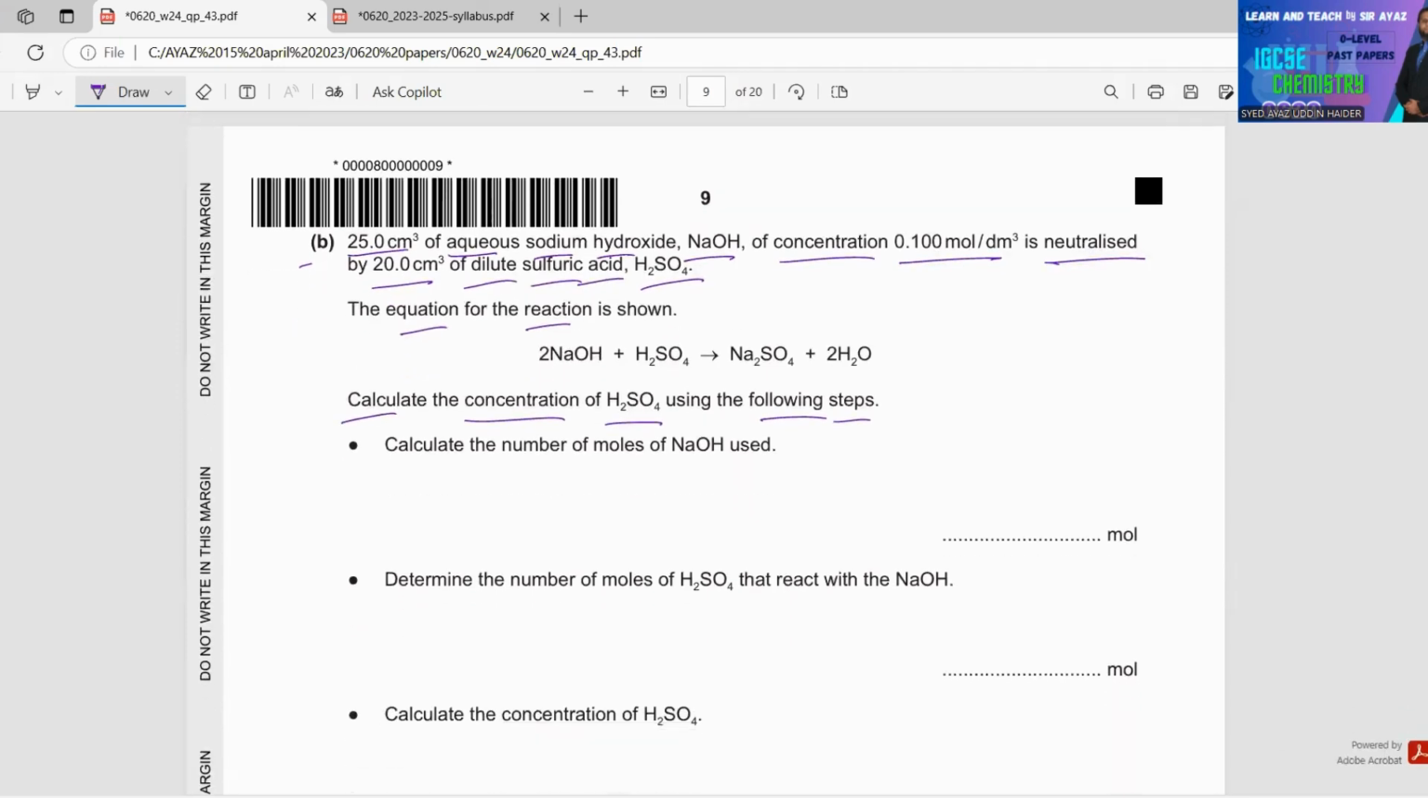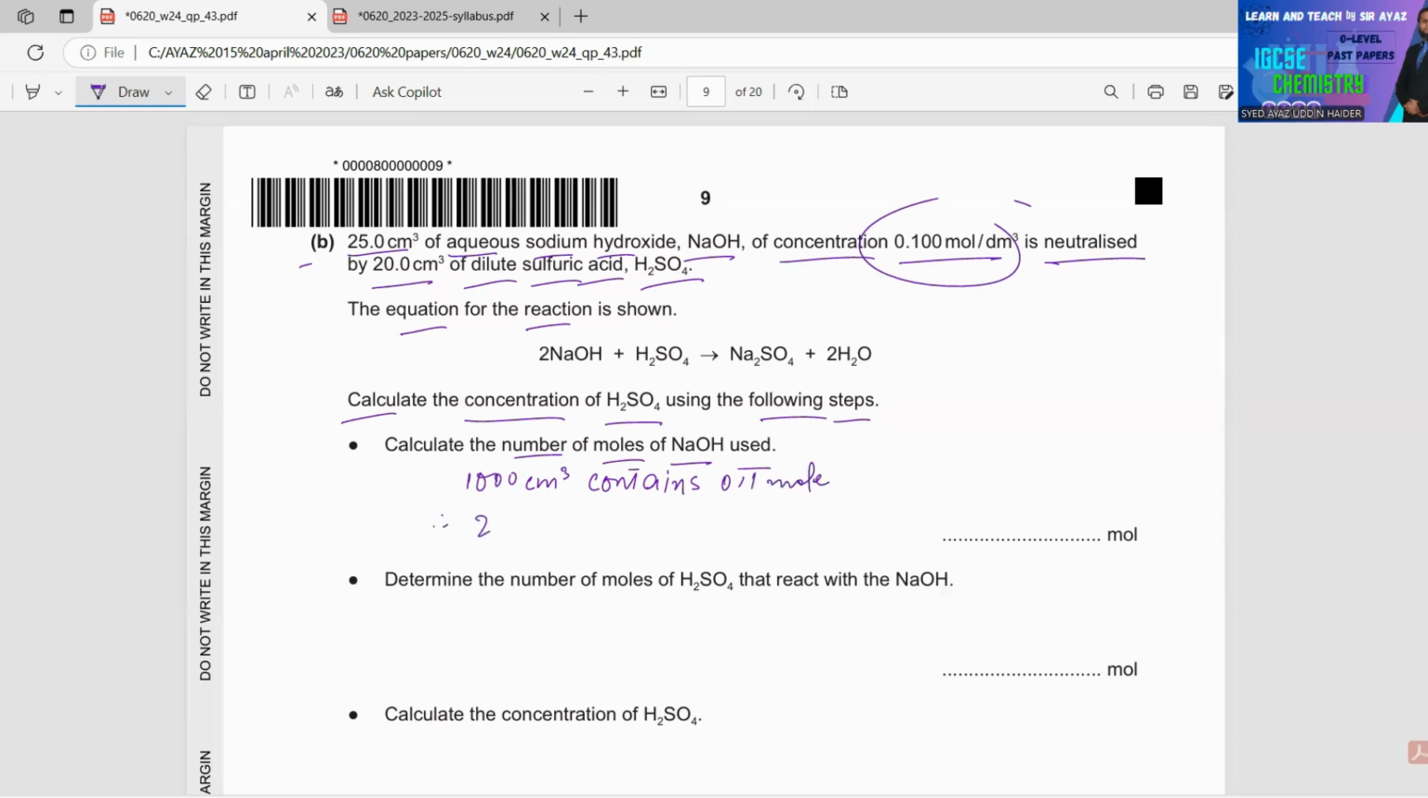Okay. So first they are asking us to calculate the number of moles of NaOH used. The strength of sodium hydroxide is given, which is 0.1 mole per dm³. 0.1 mole per dm³ means it's 0.1 mole in 1000 cm³. And the volume used is 25 cm³. So I will write 1000 cm³ contains 0.1 mole.